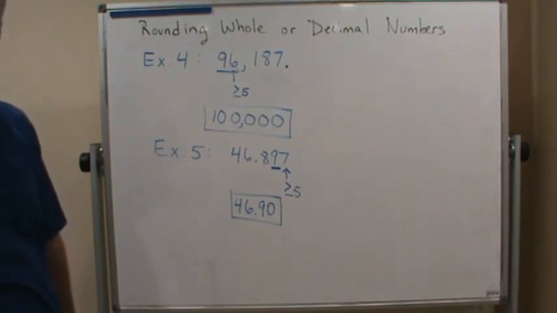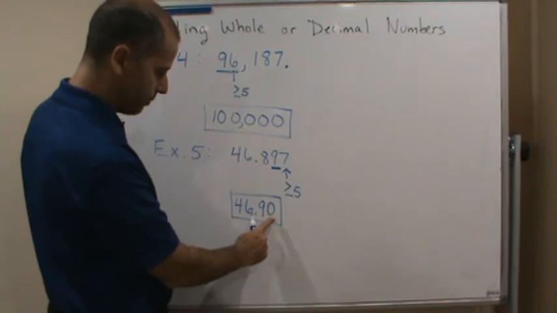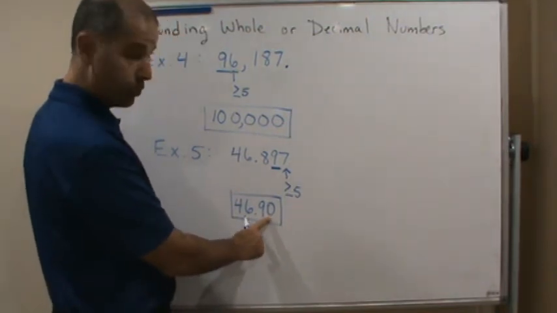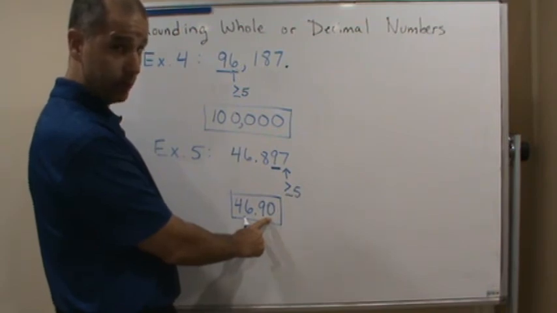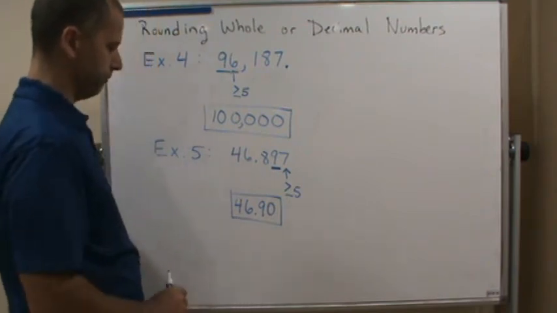Okay, so this would be rounded to the nearest hundredth. We would keep the 0. We would not drop this 0 because that's what we're rounding to. Make sure you don't do that. That's going to be important for accuracy and precision later. This is very important.